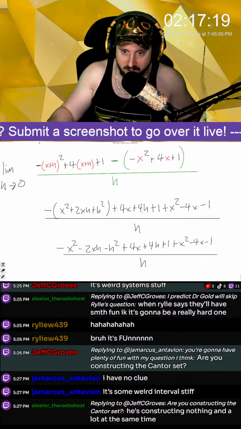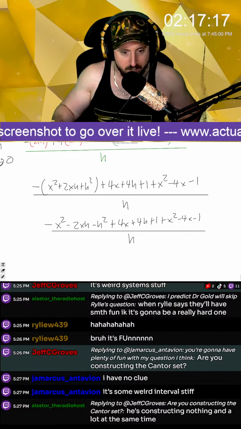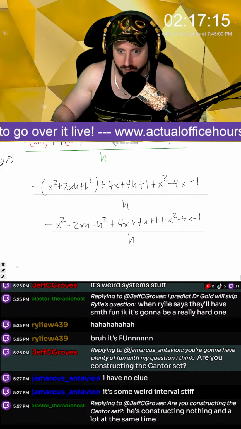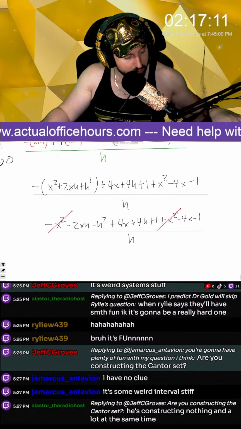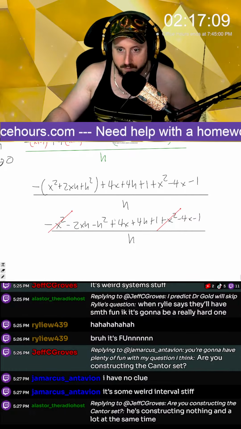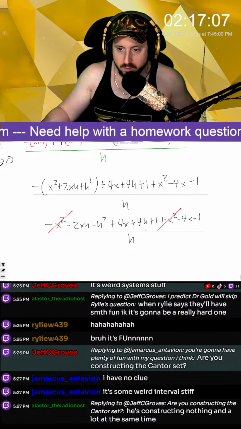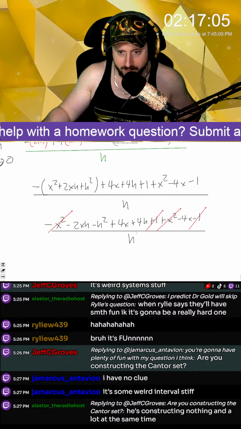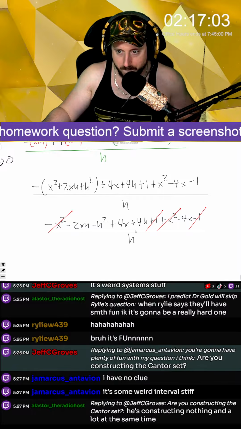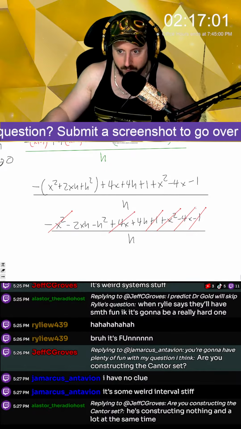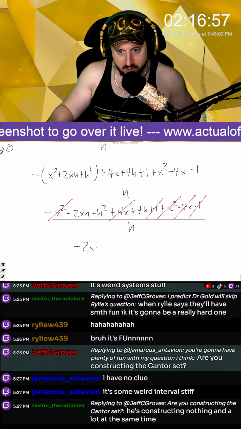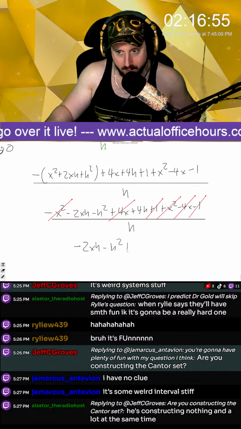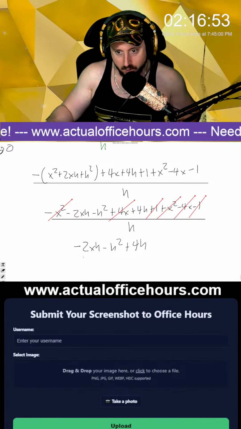So if you expand everything out and then do some algebraic cancellation stuff, there's actually some really pretty things that happen. So watch. You have minus x squared. You have plus x squared. That goes away. You have plus 1 minus 1. That goes away. And then you have plus 4x and you have minus 4x. That goes away. So all you're left with here is minus 2xh minus h squared plus 4h, all over h.